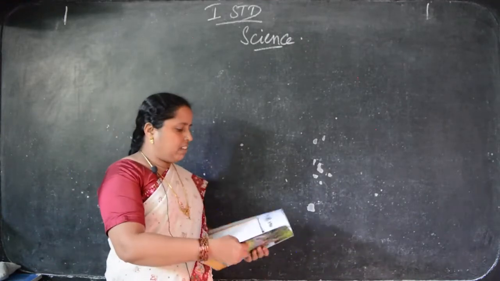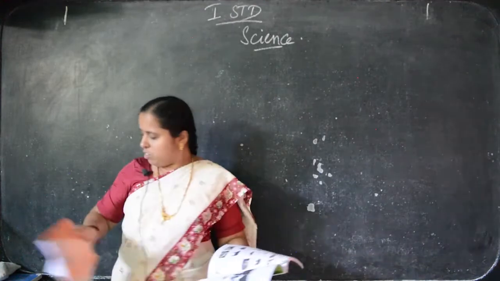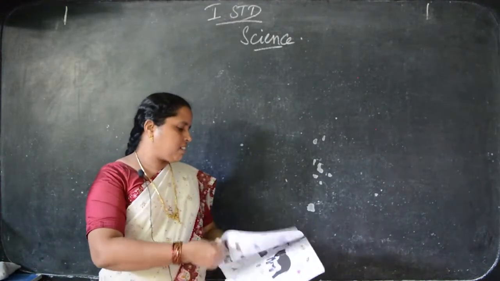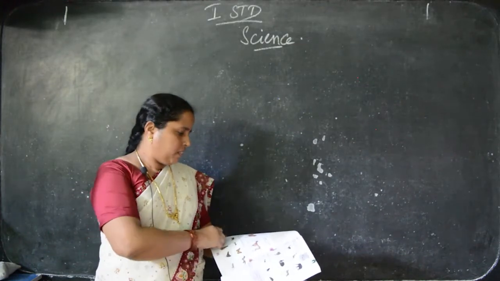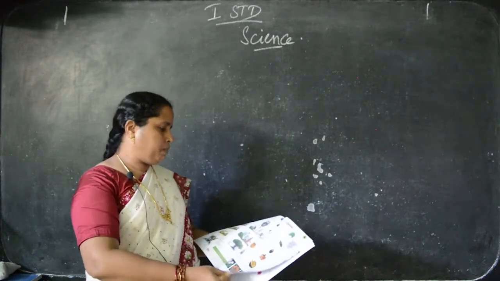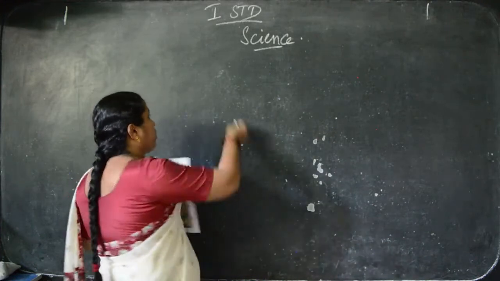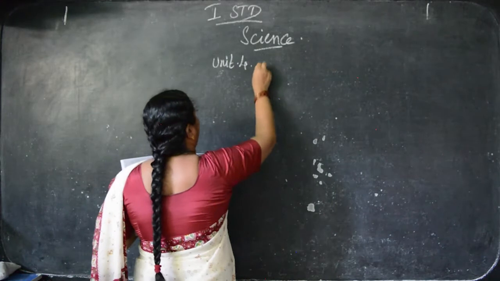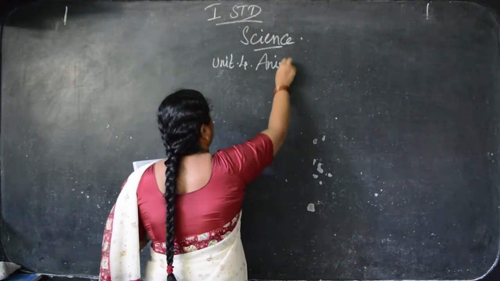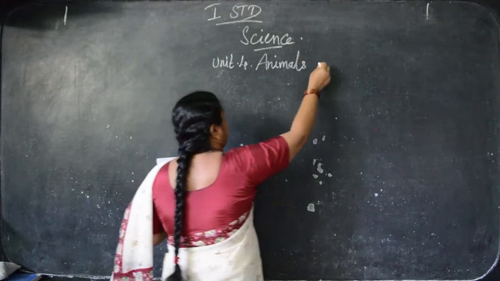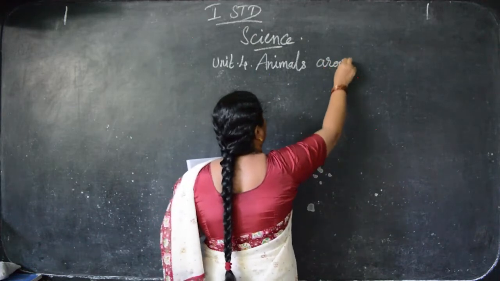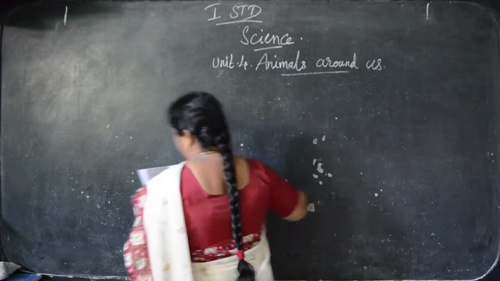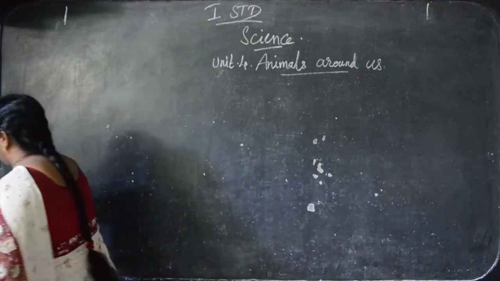In previous classes, we saw the fourth lesson. What is the lesson name, children? Say, anyone, what is the lesson name? Have you remembered that lesson name? Fourth lesson, Unit 4: Animals around us. Okay, this lesson we already finished.